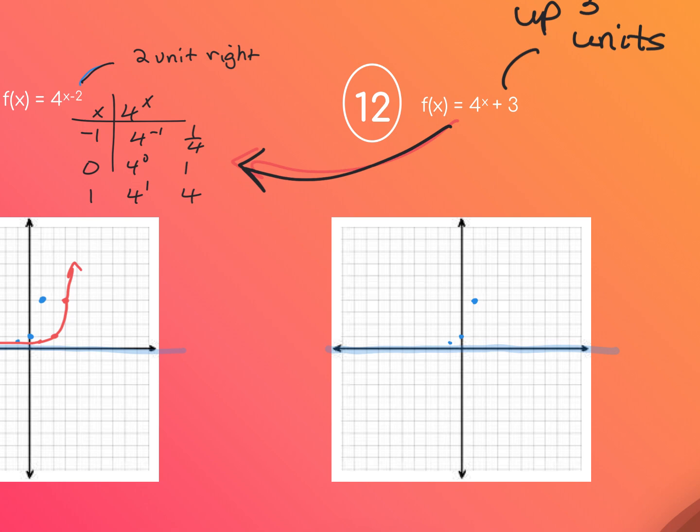I'm not going to connect them, I'll just put them there. And then I'm going to move my asymptote up. So I'll do that now in red. I'm going to move it up 3 units. So it's now here. My new asymptote is located at y equals 3.